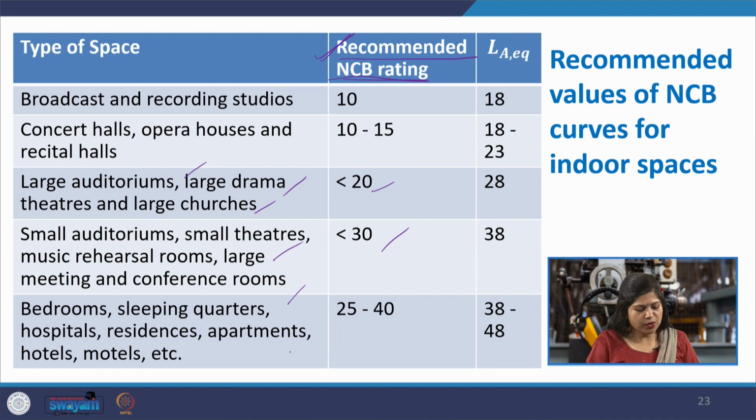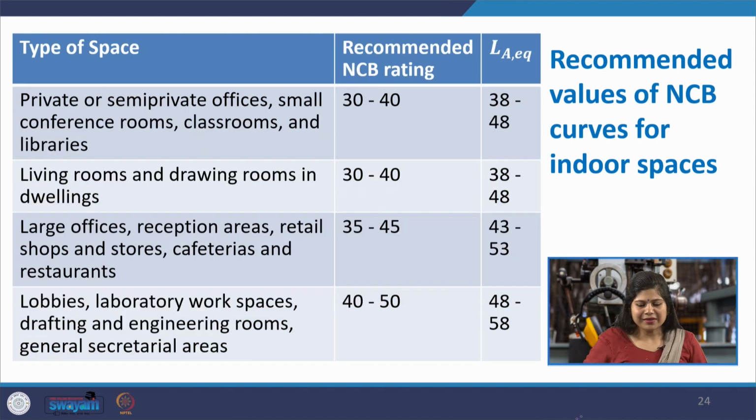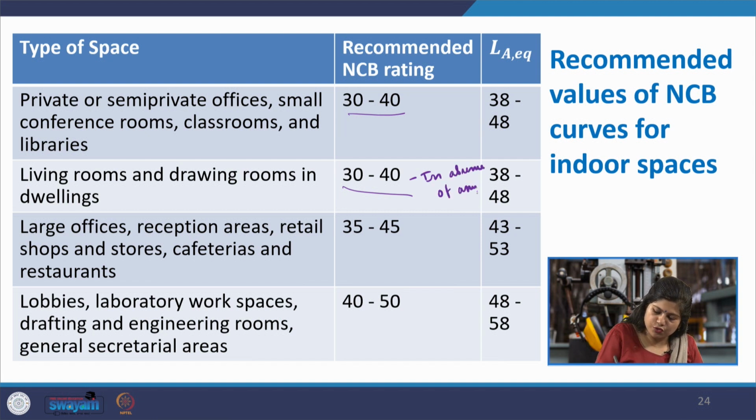Then the bedrooms, sleeping quarters, hospitals, residences, apartments, hotels and motels. Followed by that, you have private or semi-private offices. I am going from lowest to highest recommended NCB ratings. So, in these office spaces, conference rooms, classrooms and libraries, you can typically have 30 to 40 dB as the NCB rating. Then for the living rooms and drawing rooms in the various houses and buildings, you can have again 30 to 40.